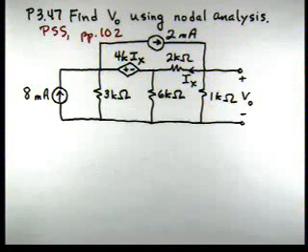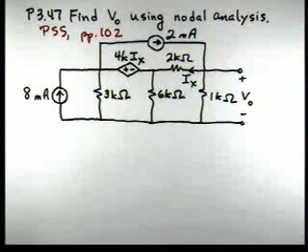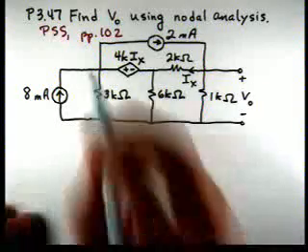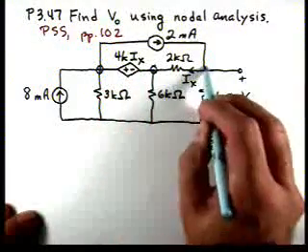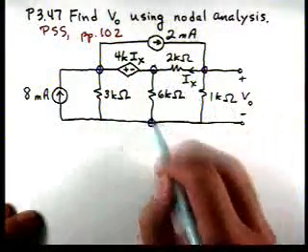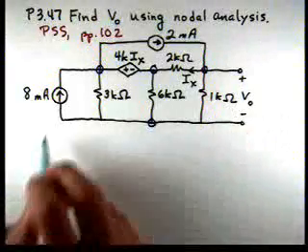Okay, here's problem 347 in the problem solving videos. It says find V0 using nodal analysis, and we can see from our circuit that we have a dependent voltage source. Let's go through and identify the nodes for our circuit. We have a node here, here, here, and then one big node across the bottom. So we have 4 nodes.